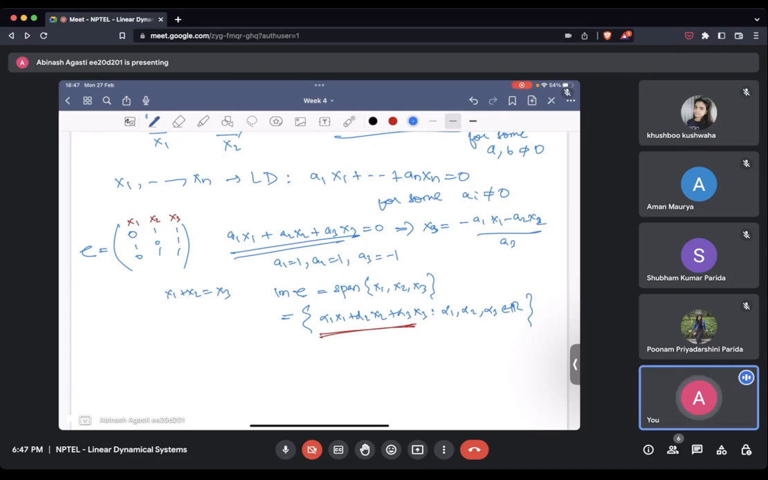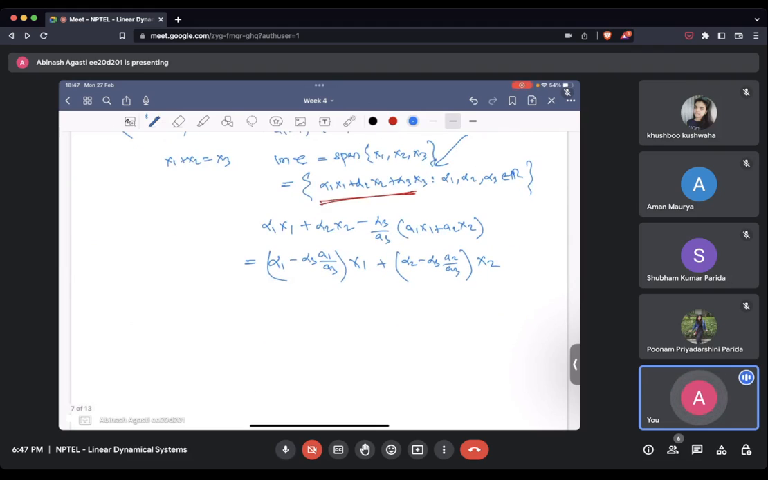Okay. So alpha 1 x1 plus alpha 2 x2 plus alpha 3 x3. If I substitute x3 as this into this, then what do I get? Alpha 1 x1 plus alpha 2 x2 plus alpha 3 minus alpha 3 by a3, a1 x1 plus a2 x2. That is alpha 1 minus alpha 3 a1 by a3 x1 plus alpha 2 minus alpha 3 a2 by a3 x2.